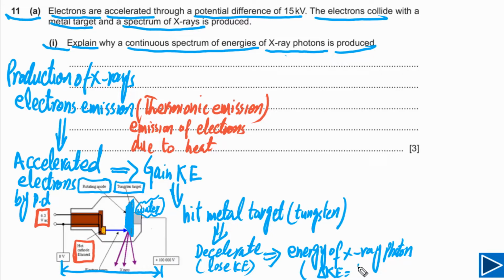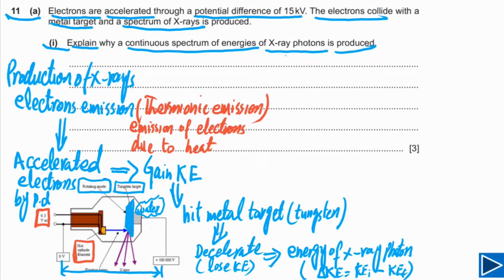It simply means that this is equal to the initial kinetic energy of the electron minus the final kinetic energy of the electron. The difference between the kinetic energies of the electron becomes the energy of the X-ray photon. So this is what you need to understand about production of X-rays. This is how X-ray photons are produced.